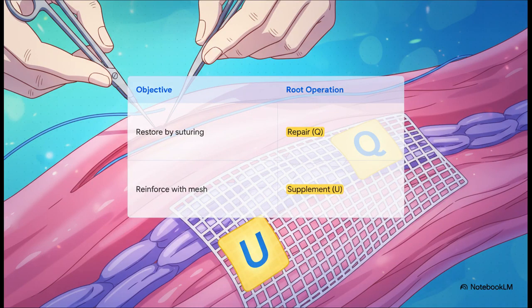Let's take that hernia repair. If the surgeon's objective is simply to stitch the muscle tissue back together, that's a repair. But if the goal is to reinforce that weak area with a piece of mesh, it's not a repair anymore. It's a supplement. Same problem, two different objectives, two completely different classifications.